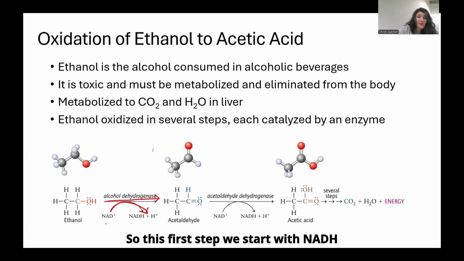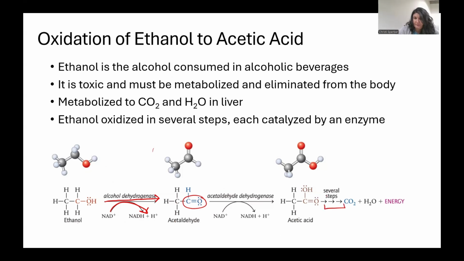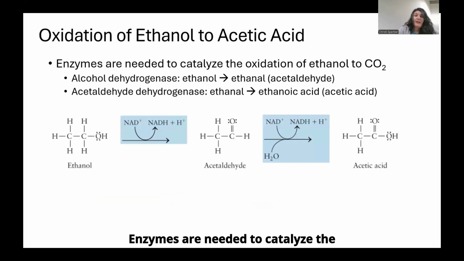So this first step, we start with NAD plus, goes to NADH plus H plus, and it turns into acetaldehyde. We are changing carbon-oxygen bonds, so we're using NAD. Then we have acetaldehyde dehydrogenase, the enzyme that catalyzes the second oxidation reaction. So acetaldehyde goes to acetic acid. And then there are several steps in between with different enzymes catalyzing them. And the final products are carbon dioxide and water and energy. Enzymes are needed to catalyze the oxidation of ethanol to carbon dioxide.